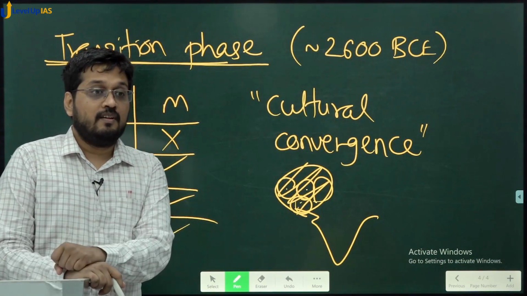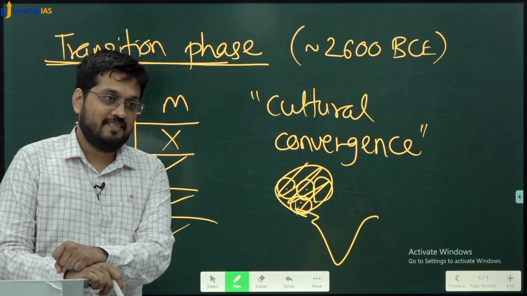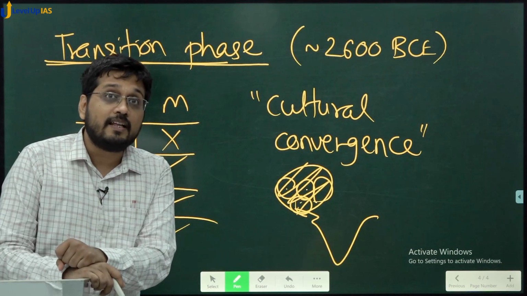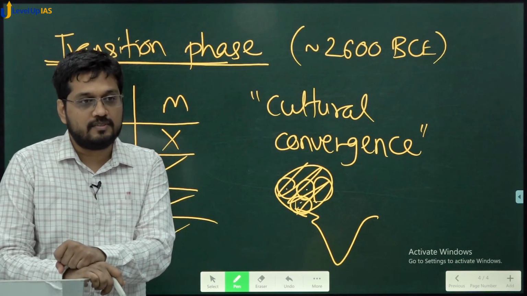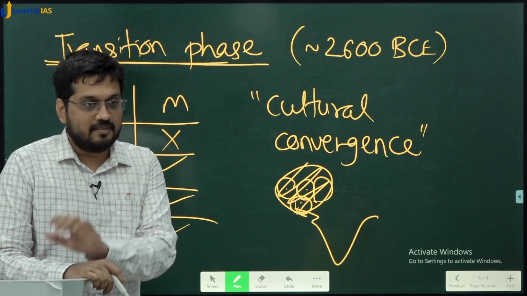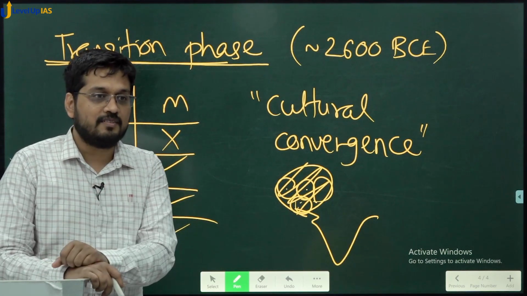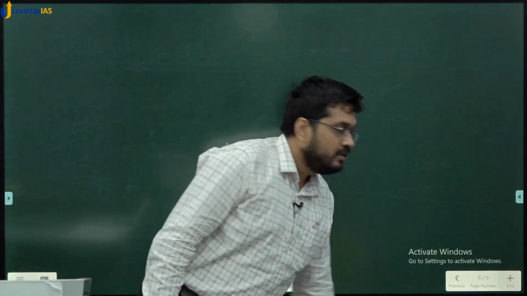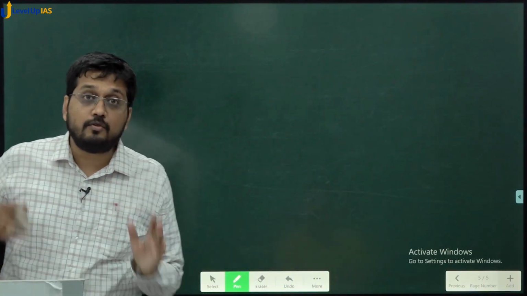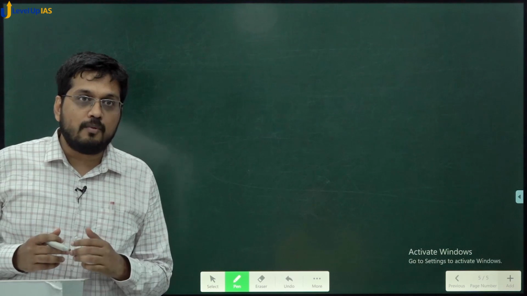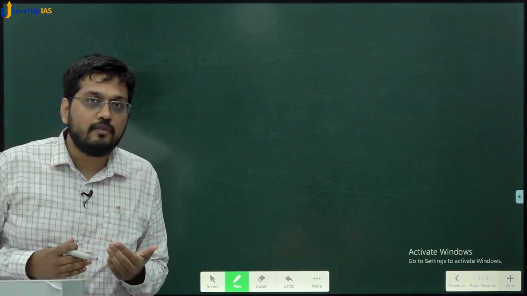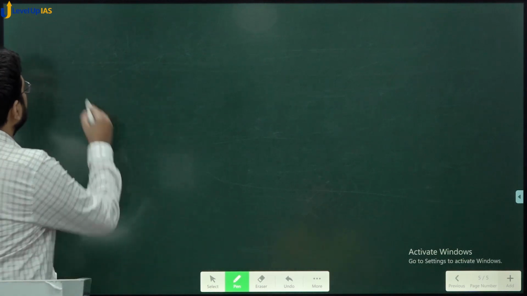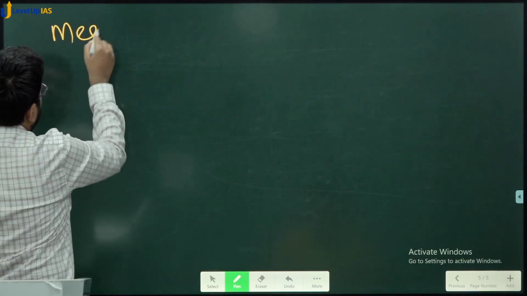Question is that who did that and why it happened? Who was the agent? Who was the catalytic factor in that cultural convergence? Was it Mesopotamian trade? That is the question. Now let us look at the theories. We have three major theories or three major groups of theories which talk about how this transition came about so quickly and what were the main dominant actors. The first theory is Mesopotamian trade.